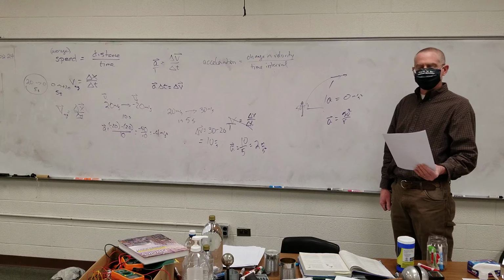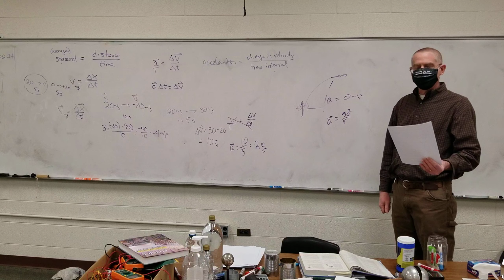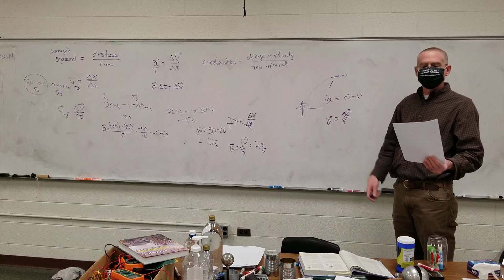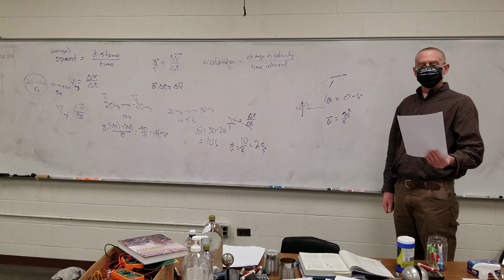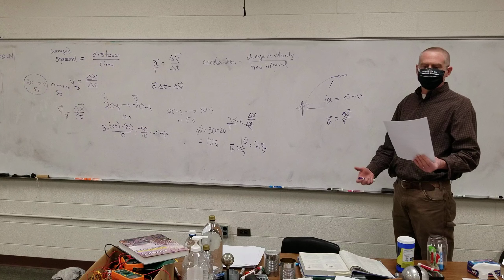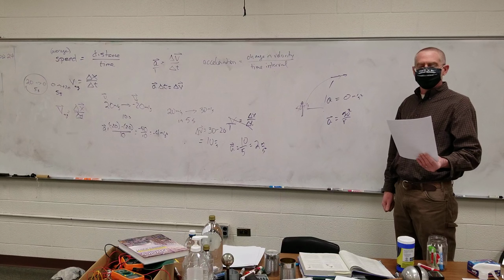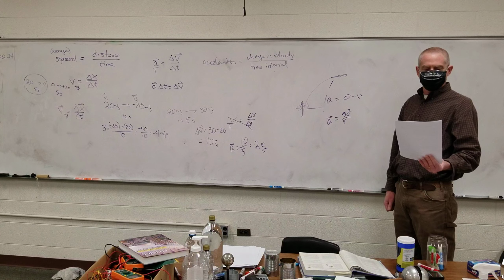I also have acceleration along a straight line in one direction, so just one way. Change the speed over the time interval. I think we've covered that one already. Instantaneous speed equals acceleration times time. Again, that's going in one direction. I think those are the equations.